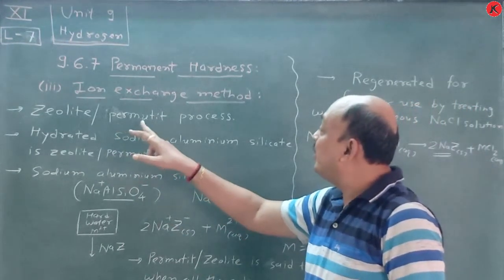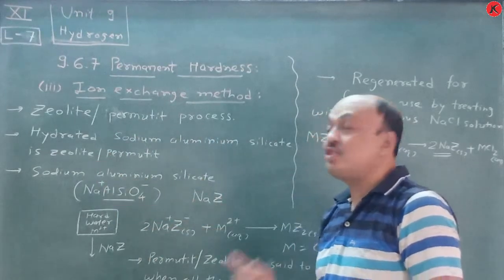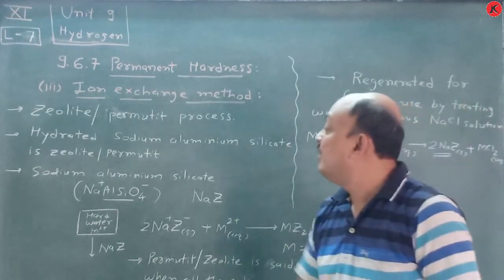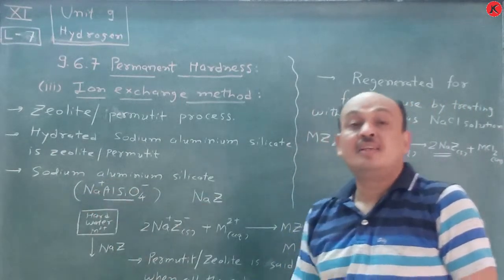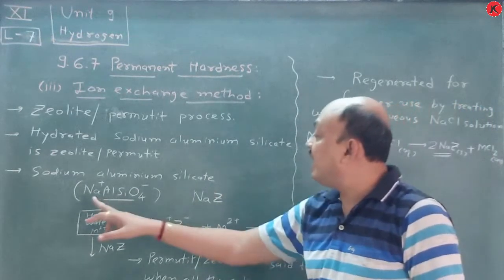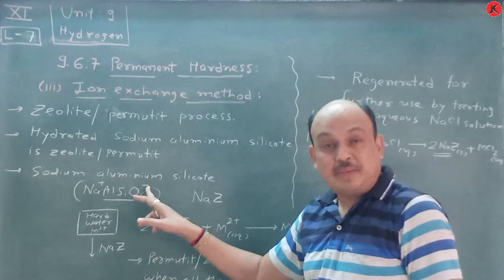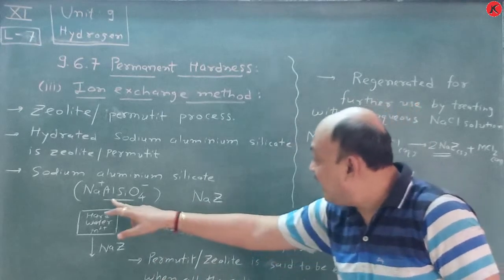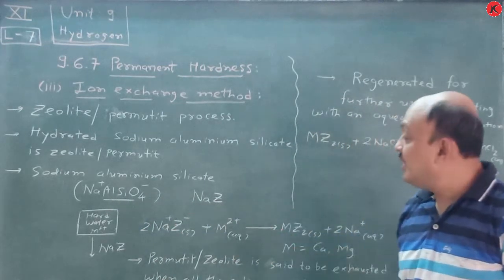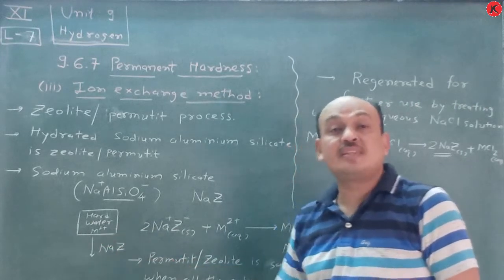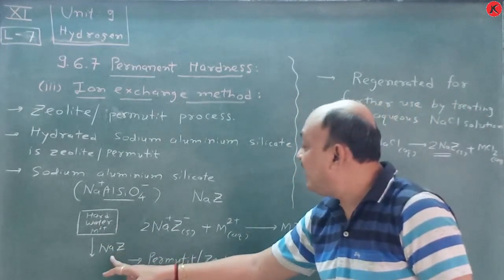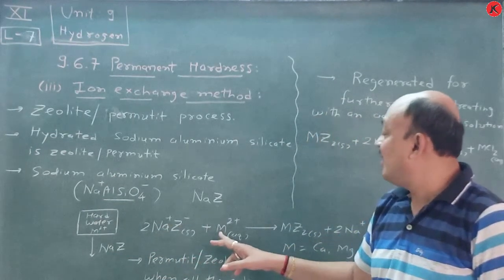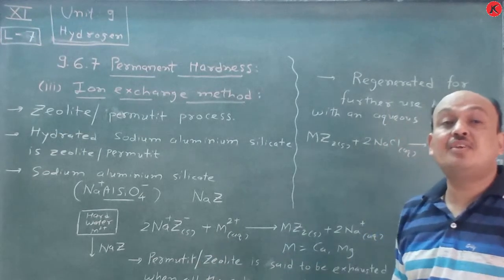So, the zeolite or permutit process. Remember the name. Hydrated sodium aluminium silicate is zeolite or permutit. This is the formula. For easy writing, sodium aluminium silicate is Na plus AlSiO4 minus, that is NaAlSiO4, and this AlSiO4 we consider as Z. When hard water containing M+2, a soluble salt, is treated with NaZ, zeolite, this zeolite reacts with the M+2 ion present in your hard water.